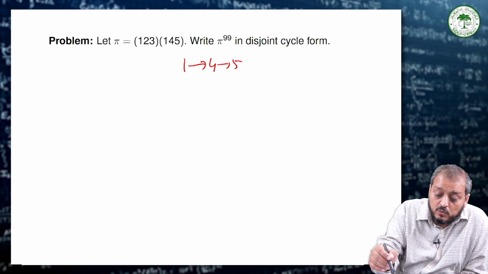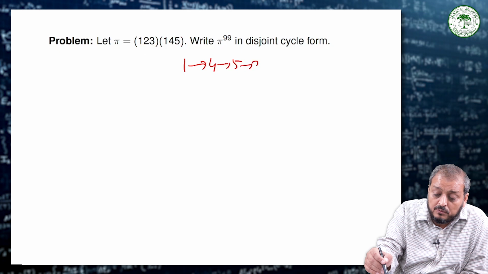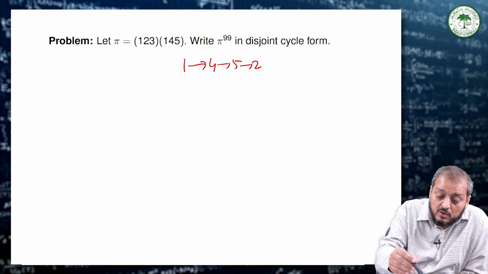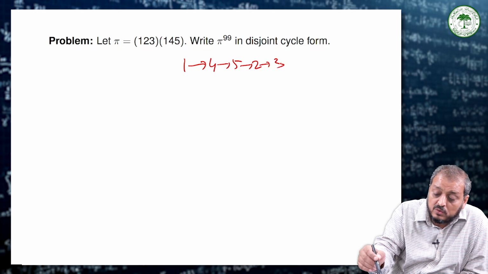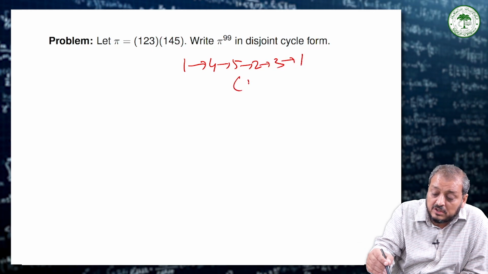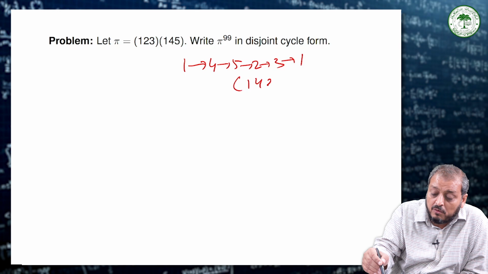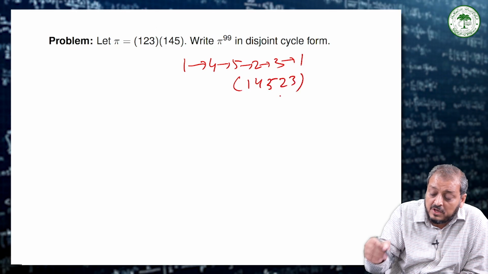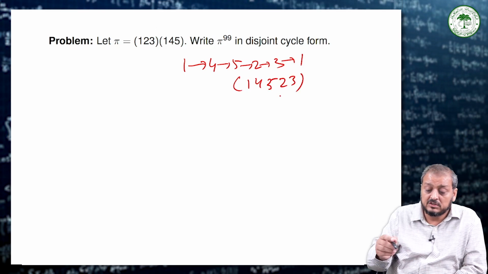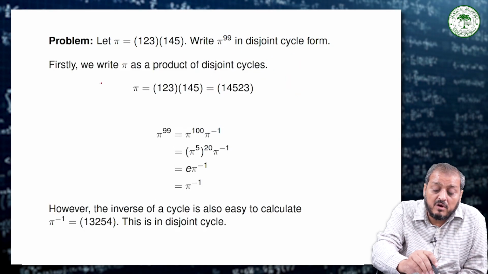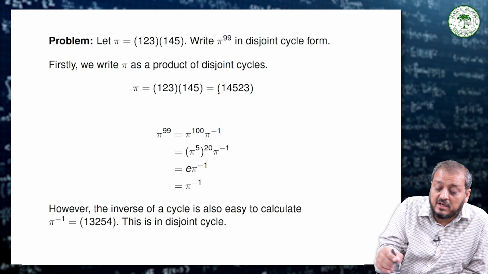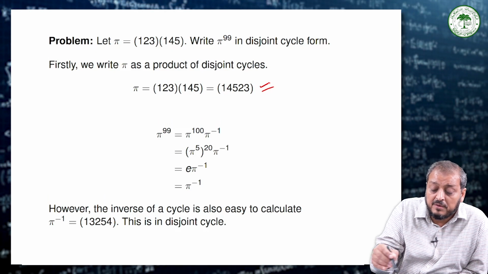Now 5 goes to 1, then 1 goes to 2, 2 goes to 3, and 3 goes to 1. So this means the disjoint cycle is (1 4 5 2 3) clearly. So pi is a product of disjoint cycles, here (1 4 5 2 3).